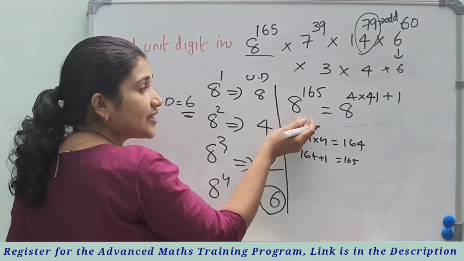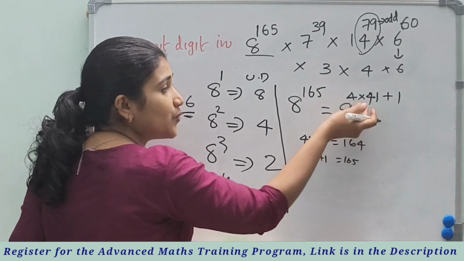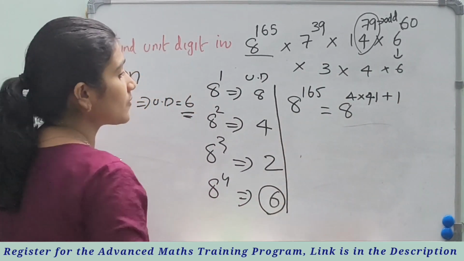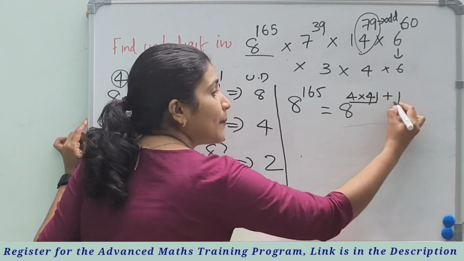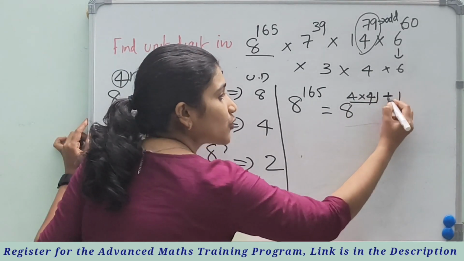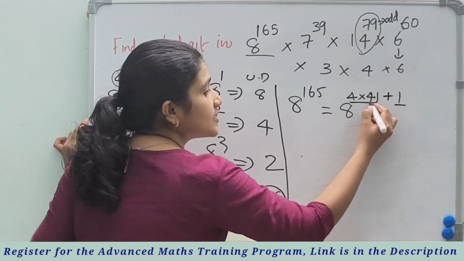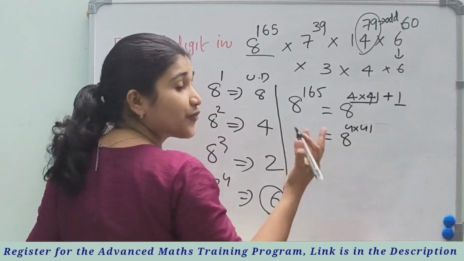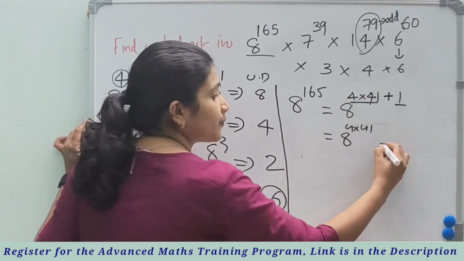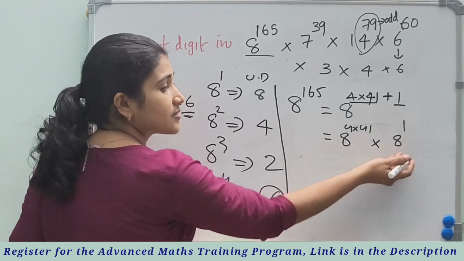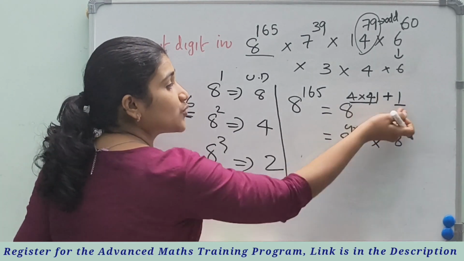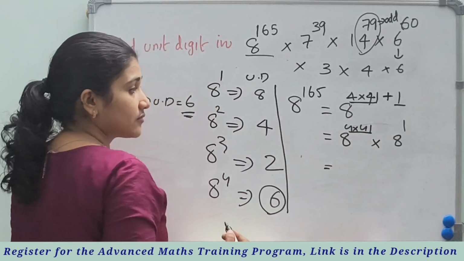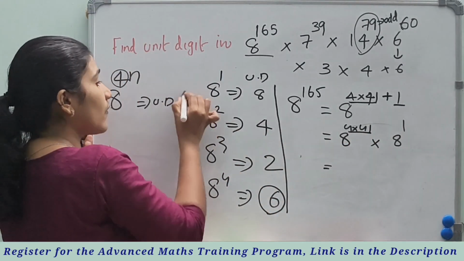So we can write 8 raised to 165 as 8 raised to 4 into 41 plus 1. Now this is like a raised to m plus n. Just look at the plus or minus sign between this. Now this is m term, this is n term. So split it. 8 raised to m, that is 8 raised to 4 into 41, 8 raised to 164, into 8 raised to 1. Same base. A raised to m into a raised to n is equal to a raised to m plus n. Now here 8 raised to 4n format. So unit digit in 8 raised to 4n is always 6.